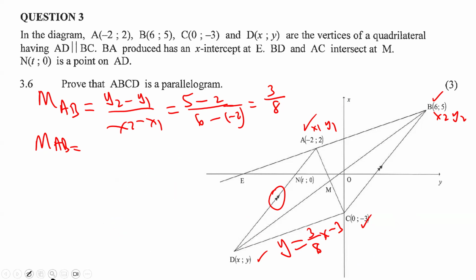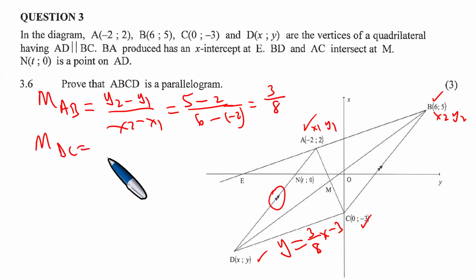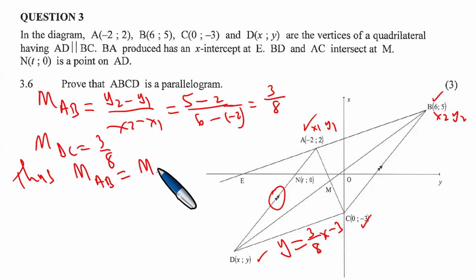Let's make mention of the fact that the gradient of DC is equal to what? The gradient of DC at this point is 3 out of 8. The gradient of AB is 3 out of 8. The gradient of DC is 3 out of 8. And thus, the gradient of AB is equal to the gradient of DC, because they are both equal to 3 out of 8.